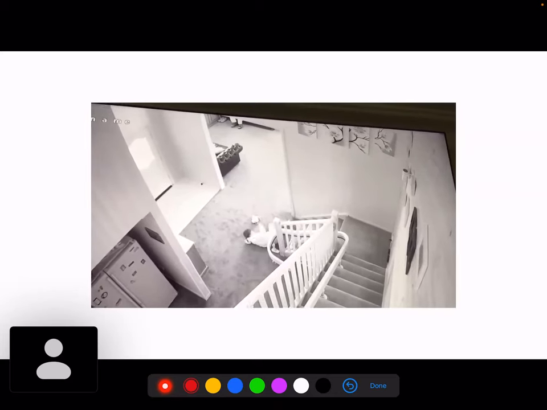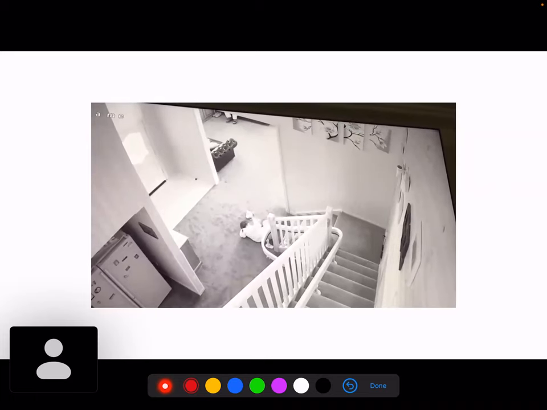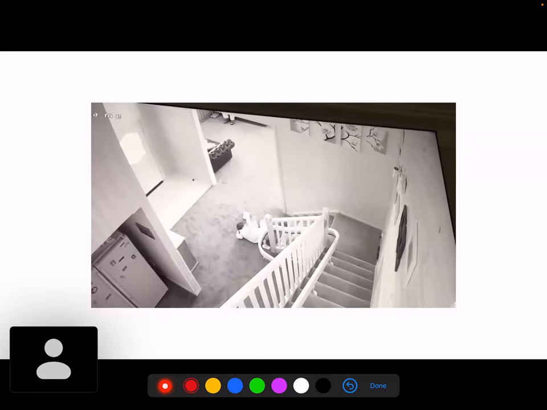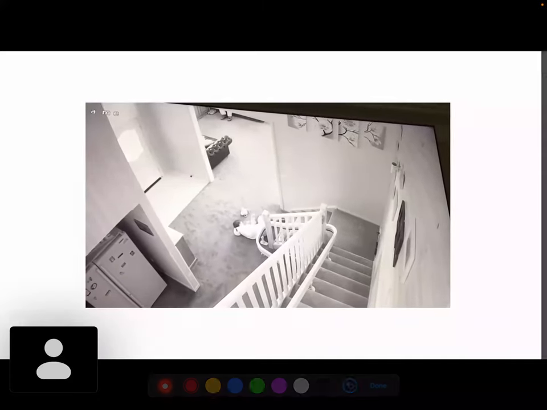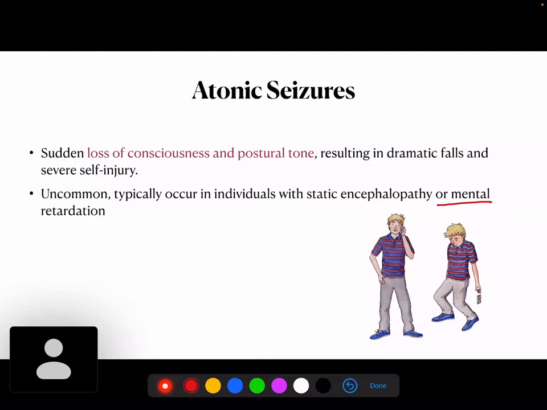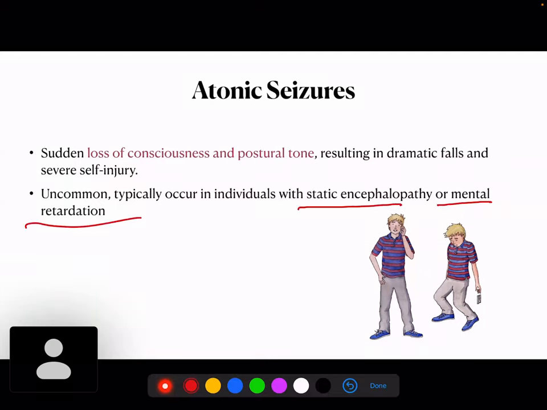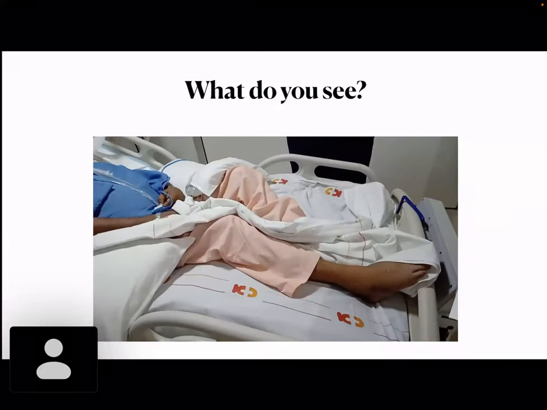So if a patient has atonic seizures, you need to put them on a helmet. The most important intervention is to protect their head when they fall. So this is very important. So tonic and atonic seizures usually happen in patients with intellectual disability or encephalopathy. So rarely seen outside the pediatric or the general neurology ward.